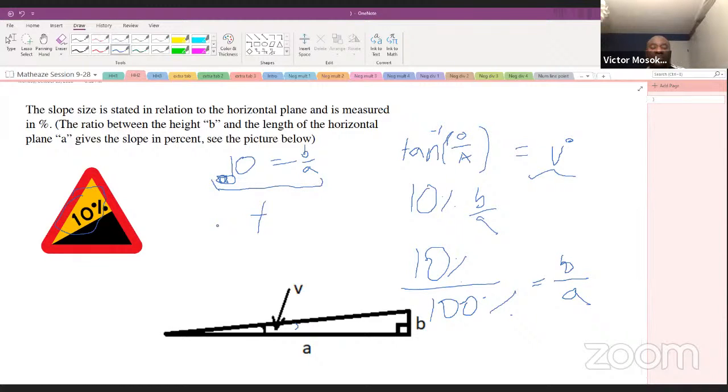So what I see here, it's like you have to find what's the slope? I think something related to the slope. The slope size.